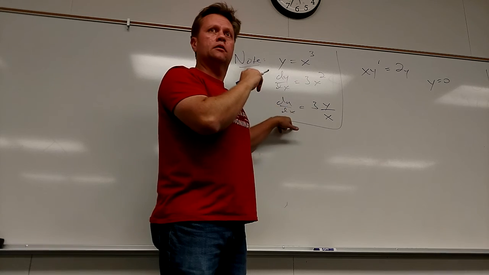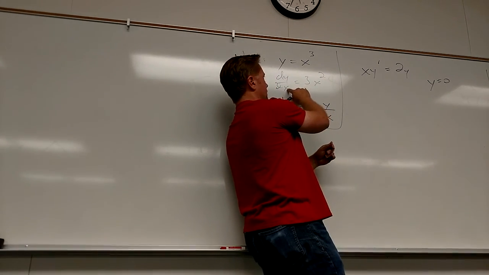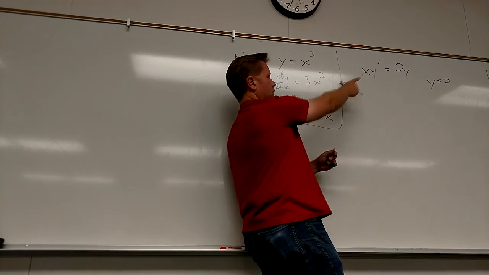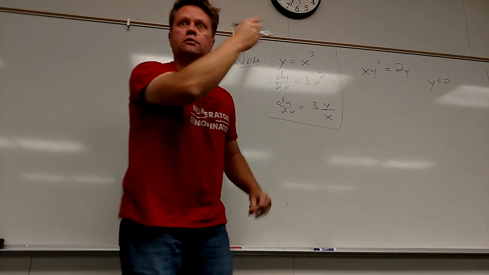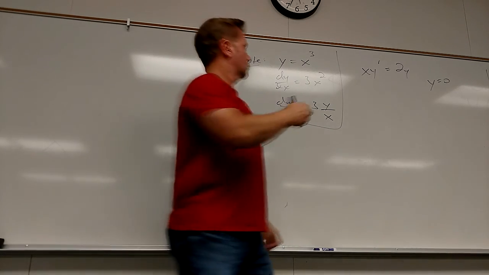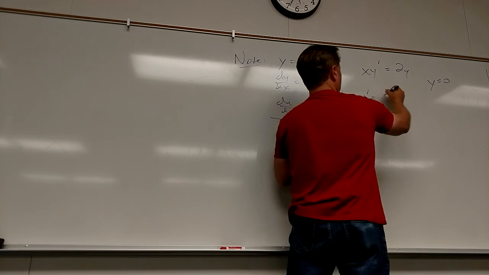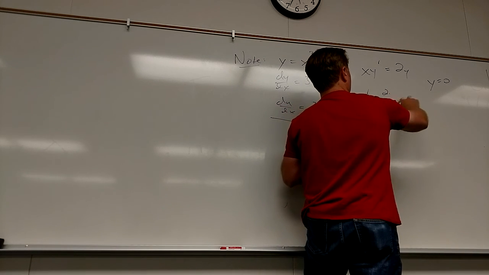Thinking in this way. Now, what's different between this statement and that statement? You can rewrite that, can't you? Yes. And then you can think in this way. y prime equals 2y over x? Yes. Now that looks a lot more like this should, doesn't it? But now it's a 2. Correct?